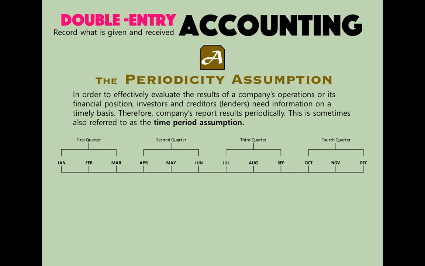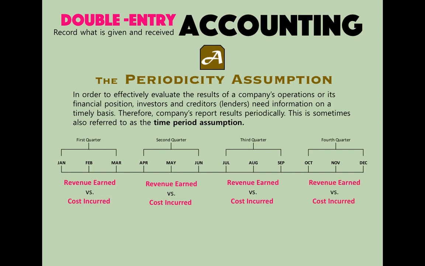So we have monthly results that a company would look at internally, probably. Externally, they're going to report to outside people on a quarterly basis. So we have 4 quarters of the year. And what we need to do is show the revenue earned for the first quarter versus the cost incurred for the first quarter. And the same for the second, and third, and fourth.